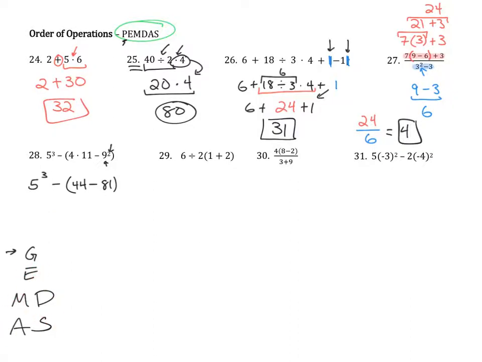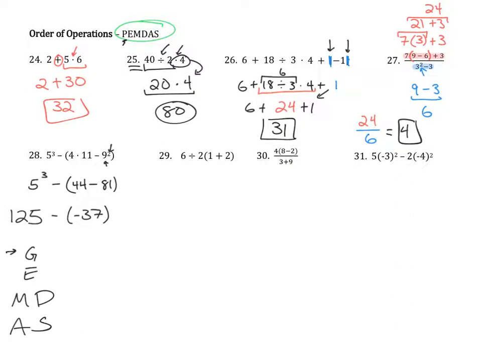We need to go to the addition and subtraction, which means we just take 44 minus 81. Since they have opposite signs, it's a positive 44 and a minus 81, we have to subtract them, but then make sure that the result gets the sign of the larger number, which would be negative 37.